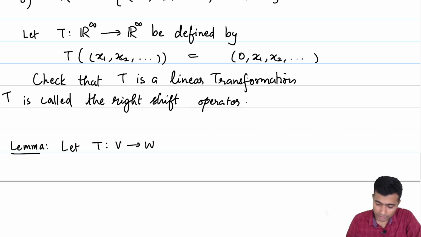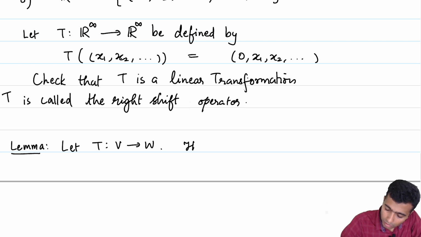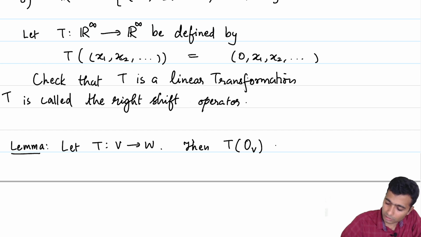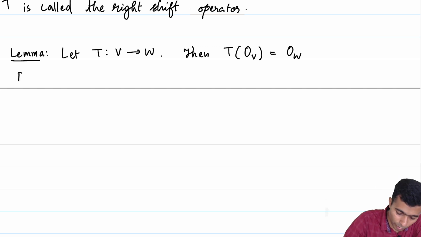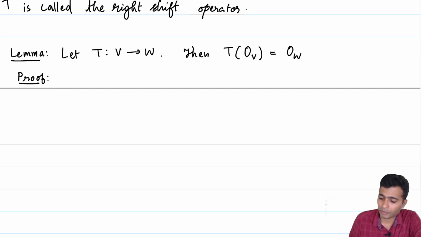Alright, so this lemma states that every linear transformation T from a vector space V to W should necessarily map 0 of V to the 0 vector of W. Then T of the 0. After this lemma, I will slowly stop writing the subscripts V and W, which will be clear from the context, but let me write the subscripts in the proof of at least this lemma. So let's give a quick proof of this statement.